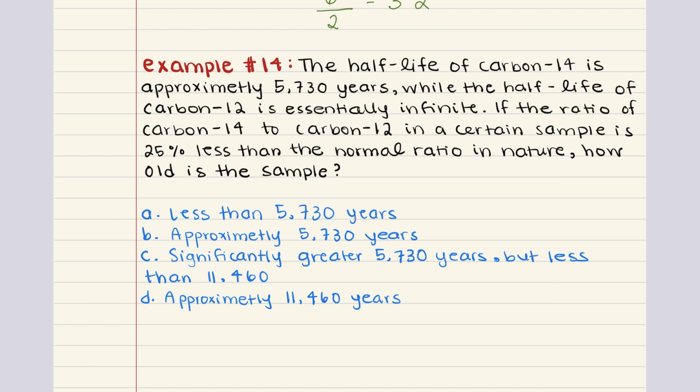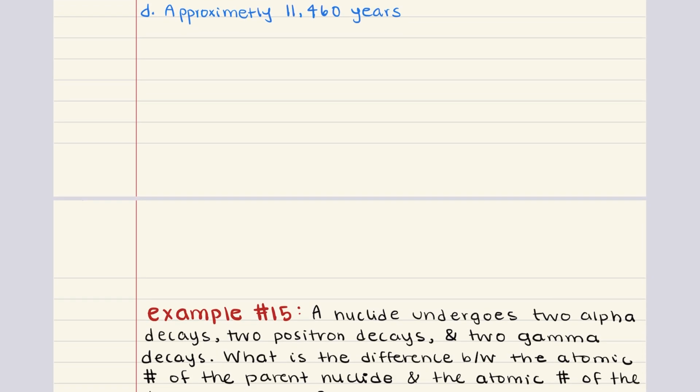When the ratio of carbon-14 to carbon-12 in a sample is 25% less than the natural ratio, then this indicates that less than one half-life has passed. During one half-life, the amount of carbon-14 would decrease to 50% of the original value. Since the sample still retains more than 50%, it has to be less than 5,730 years old, which means that the correct answer for problem 14 is answer choice A. And with that, we can move into our last and final problem.